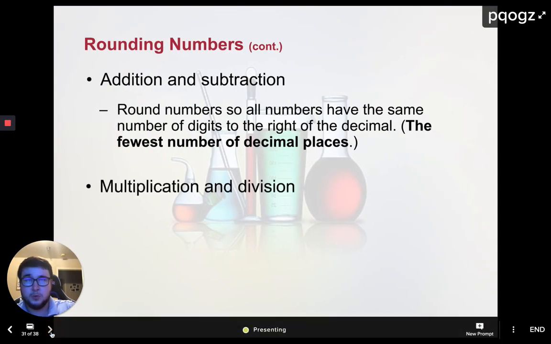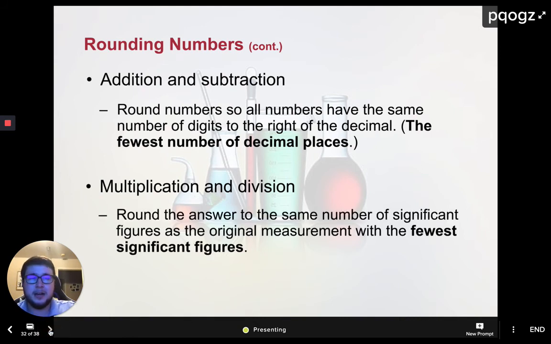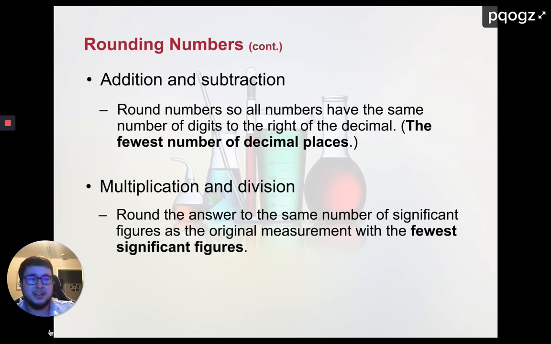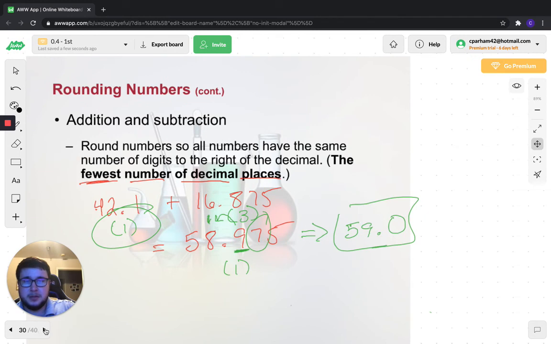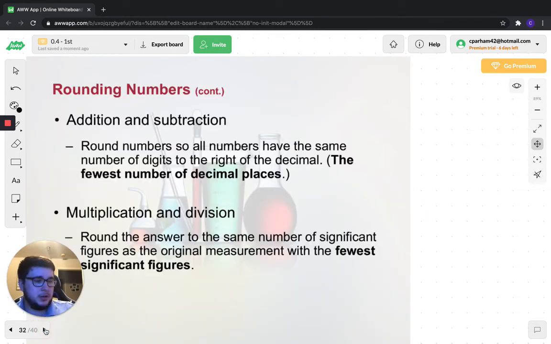Okay, my next rule for multiplying and dividing: if I'm multiplying and dividing numbers, I need to round the answer to the same number of significant figures as the original measurement that had the fewest. So now I'm not necessarily looking at decimal places like I'm doing with adding and subtracting. I'm looking at total significant figures. An example of that might be if I'm multiplying 3 times, let's say, 15.50000. Look at how many significant figures each of these numbers have.